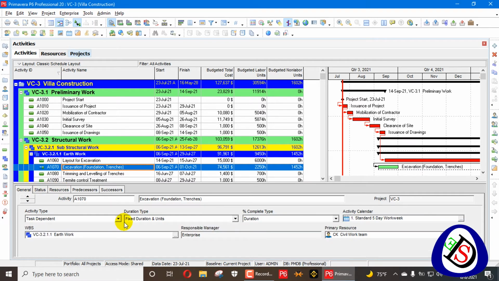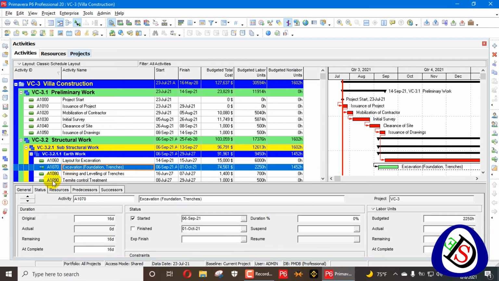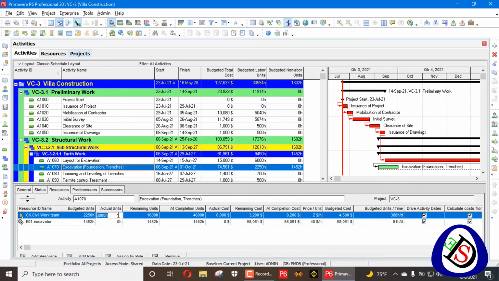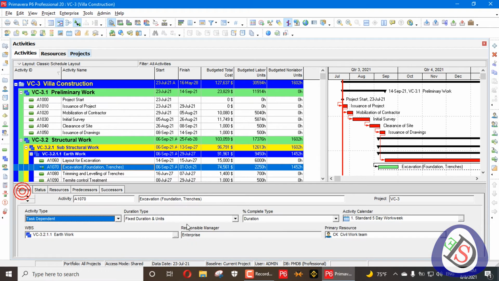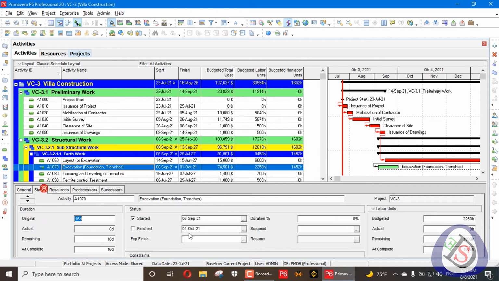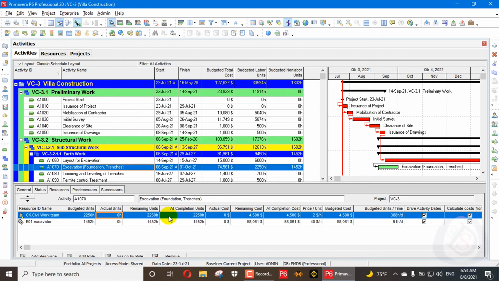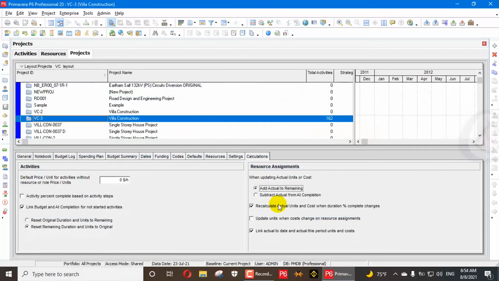Here I will go and remove your actuals to 0, and then in status I unstart this activity, and now I start it again. In resources you can see it's reset again: 2250 at completion, 2250 remaining, and 0 actual. So here we will look at subtract actual from at completion.